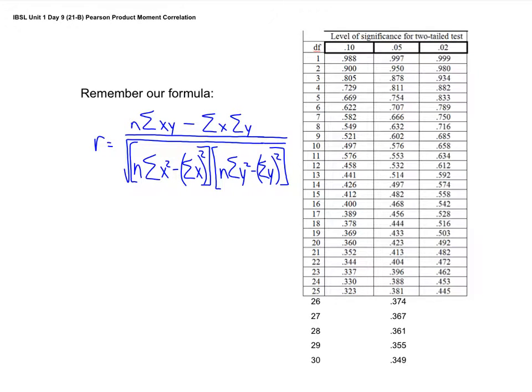All right, so remember our formula for Pearson's R? Today we're going to just practice with a couple of kind of true-to-life examples. But here's our critical value table. Which column are we using? The middle one, the 0.05. Unless we're told otherwise, we're going to use the 0.05.